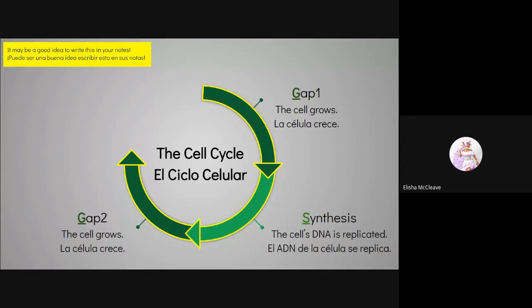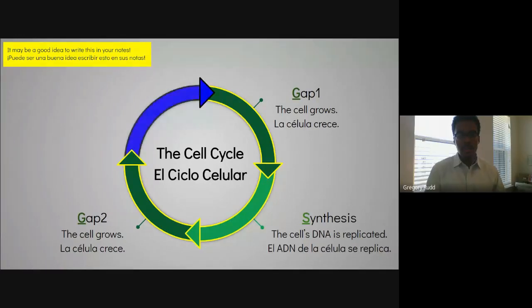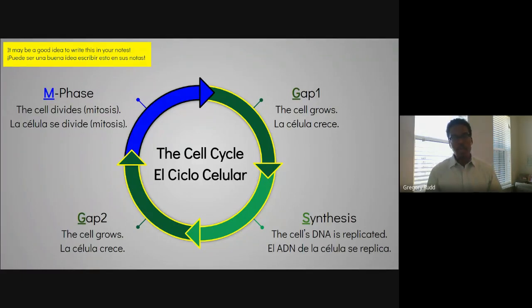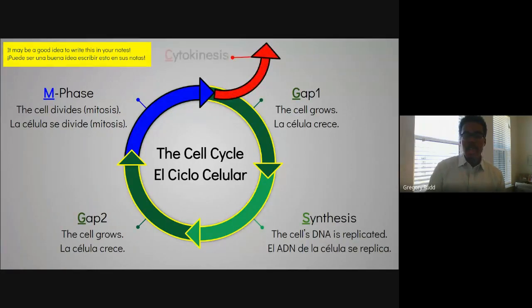Meiosis or mitosis. Yes, the M phase, which could be mitosis or meiosis. And then, as Gabby said, we have cytokinesis. And after cytokinesis, we end up with 2 new cells or 4 new cells. And those cells will re-enter the cell cycle themselves, which is why it's called a cycle. Keep going.